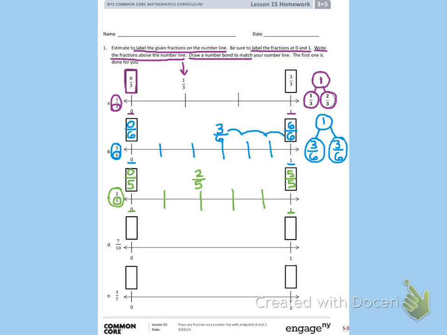Now it's time to make the number bond. We have 1 whole number line, which is divided into fifths. The given fraction was 2/5. Now we have to figure out how many fifths, when combined with the 2/5, make 1 whole. There's 1/5, 2/5, 3/5. So 3/5 more makes 5/5, or 1 whole. Okay, now you do items D and E on your own. Good luck.